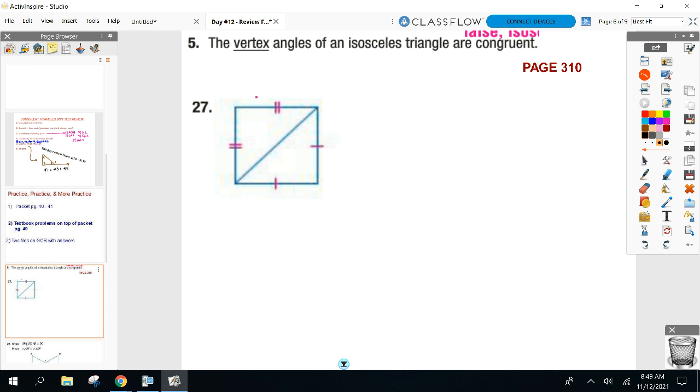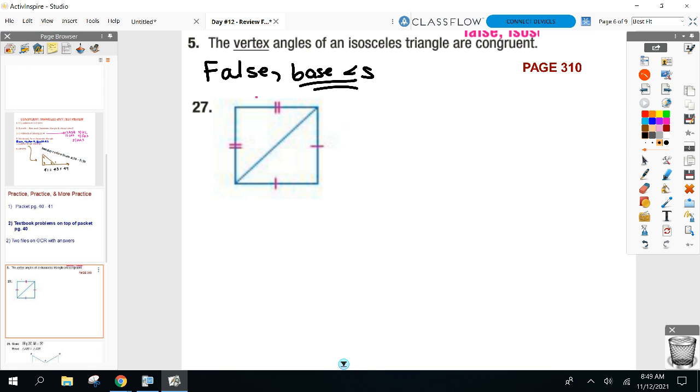What word would I need to replace it with? What are the angles called that are congruent? Those are called base angles. Yes, that's what I'm trying to get at. Know your vocab. The vertex angle is the non-congruent one.